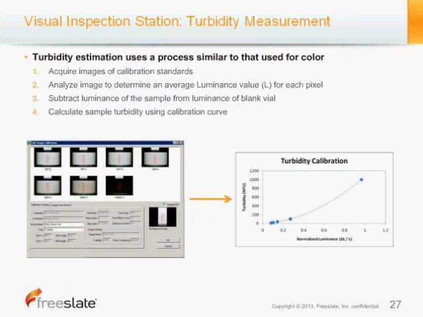For turbidity, the process we use is very similar to color. The first thing that we do is acquire images of the calibration standards, and the range of the Freeslate turbidity system is from 0 to 1,000 NTUs. We then analyze those images, determine the average luminescence values, and create a calibration curve. We then analyze the samples, and subtract out the luminescence from a blank vial so we can subtract out any effect of the vial. Then we calculate the turbidity of the sample against the calibration curve.